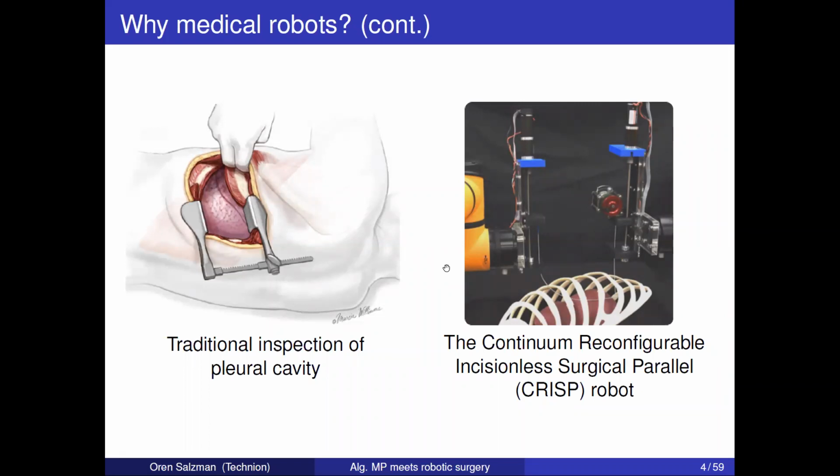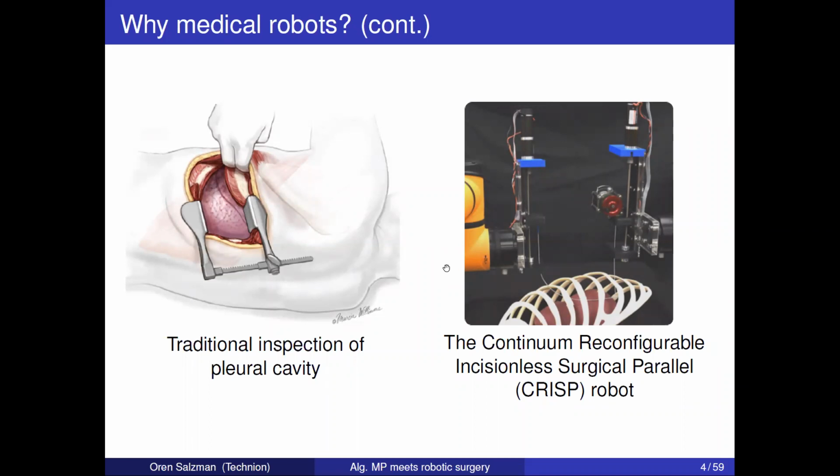If we look at the inspection planning problem, a running example that I'm going to use is inspection of the pleural cavity. That's the region between the chest wall and the lungs. And this is the most horrific medical figure that I'm going to show. So for those of you faint of heart, if you manage to pass this slide, then we're good. On the left, we can see traditional inspection of the pleural cavity.